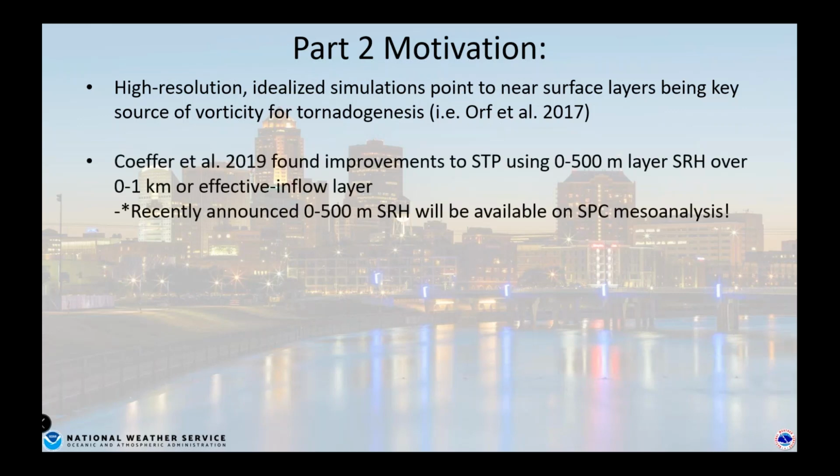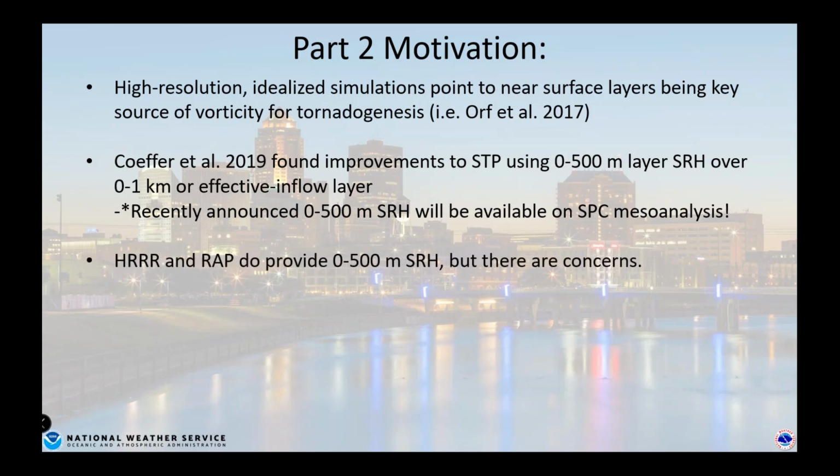And so Bryce Kotfer and Matt Parker at North Carolina State had a really good paper that came out last fall that found improvements to the significant tornado parameter when they incorporated the 0 to 500 meter layer storm relative helicity over using either the 0 to 1 kilometer or using an effective layer. And it was also recently announced that the 0 to 500 meter storm relative helicity will soon be available on the SPC mesoanalysis page. So the one thing to keep in mind is that these idealized simulations have a lot of grid points within that 0 to 500 meter layer.